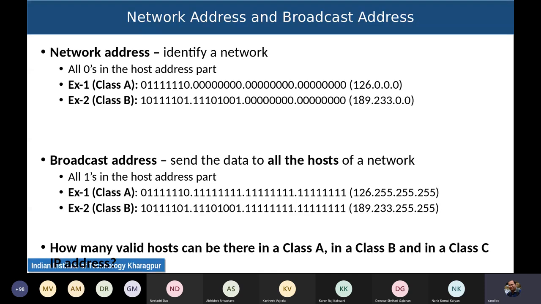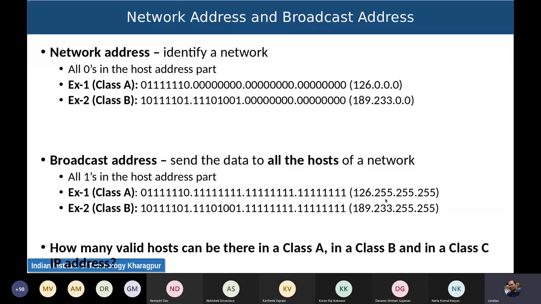In the class A example, for the network address 126.0.0.0, if I put all host bits as 1, I get 126.255.255.255. That is the broadcast IP of this particular network. So if I use this broadcast IP, all the hosts within that network will get the packet. Similarly, for the second example, the first 16 bits I keep fixed, and the host part I make all ones. So it becomes 189.233.255.255. That is the broadcast address of the network 189.233.0.0. Using this address, you can reach all the hosts under that network.